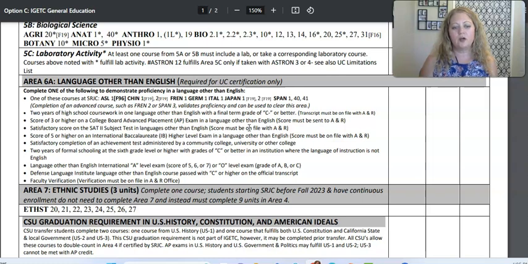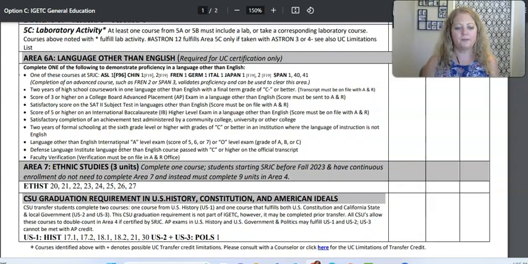If you attended school where the language of instruction was not English for, where does it say? I think it's at the 6th grade. Yeah, right here. The 6th grade level or higher, we can use that. If you haven't attended a school, but let's say you're a native Spanish speaker, we can administer an assessment for you to take, okay? So there's lots of ways to meet this requirement.